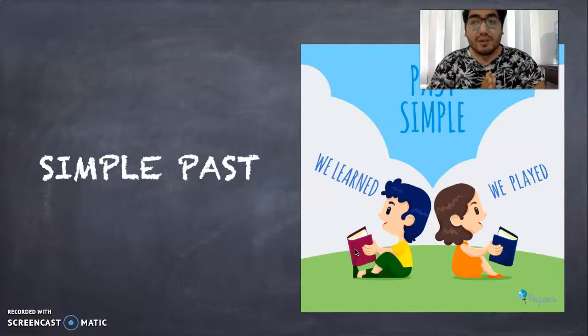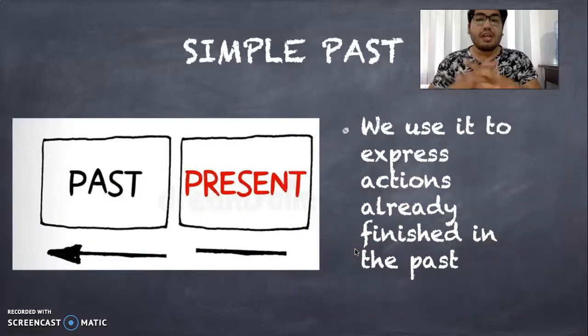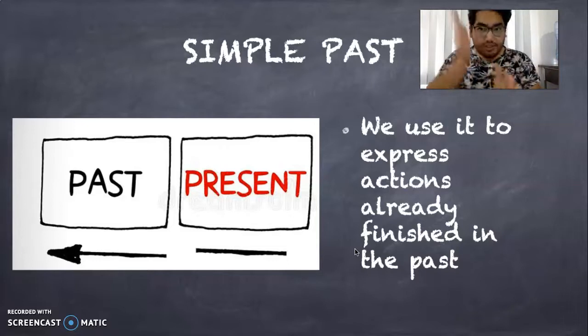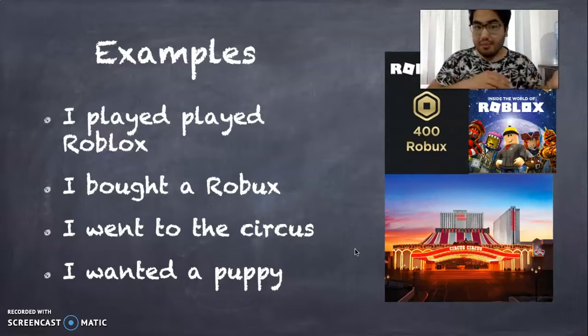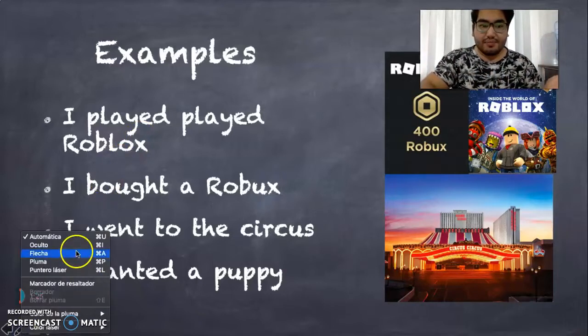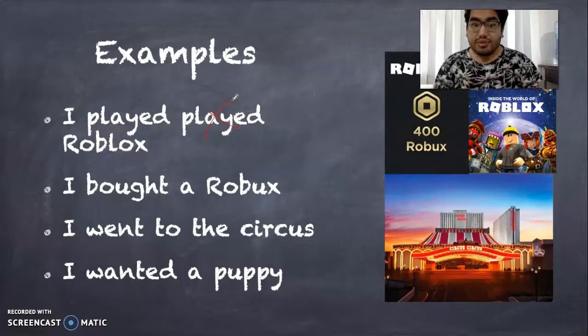So the topic of today is going to be the simple past or past simple. We use it to express actions that already finished in the past. That are finished. You are not doing it anymore. So let's see some examples. I played Roblox, I bought Robux, I went to the circus, I wanted a puppy. These are actions that already passed and I finished them.